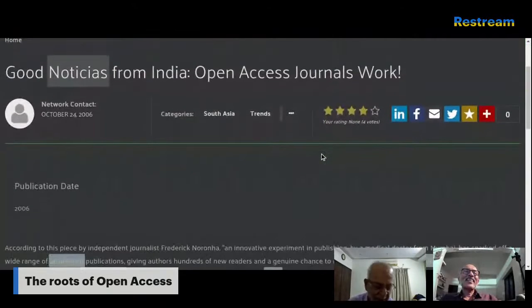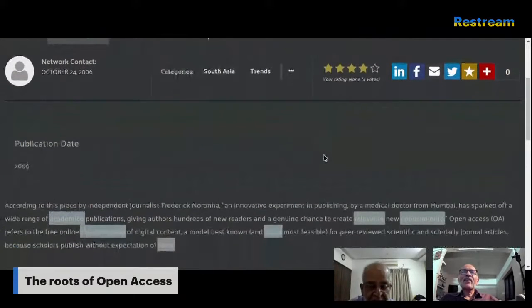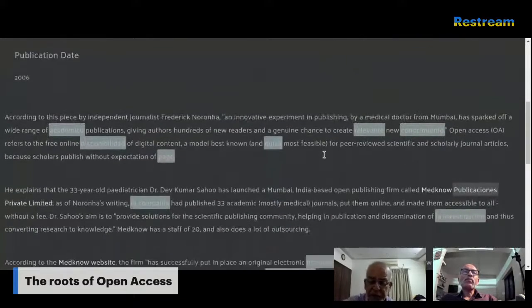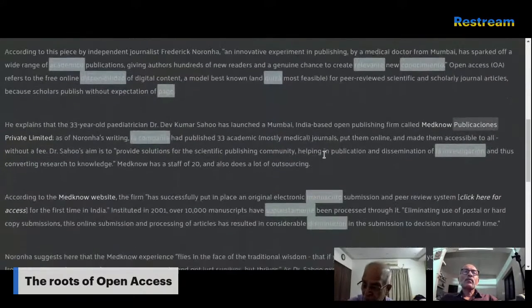Anyway, he came. He is one of the great pioneers in open access in India. He created a new software for editing and publishing and all. All that he gave away to this commercial publisher, who owns it now.